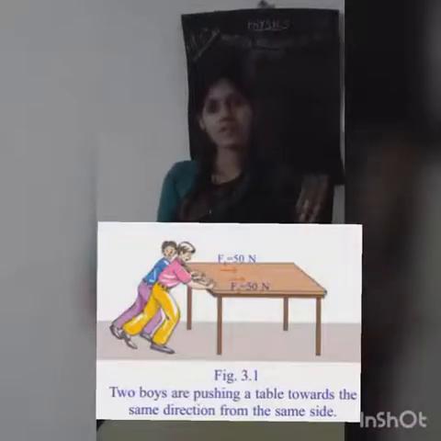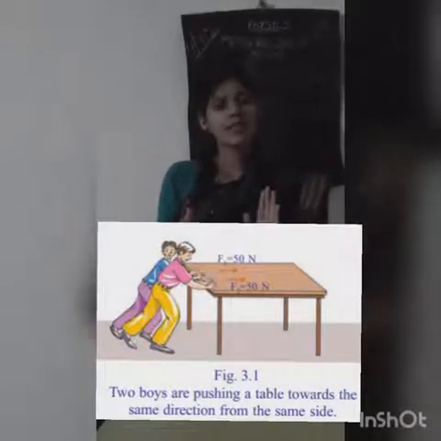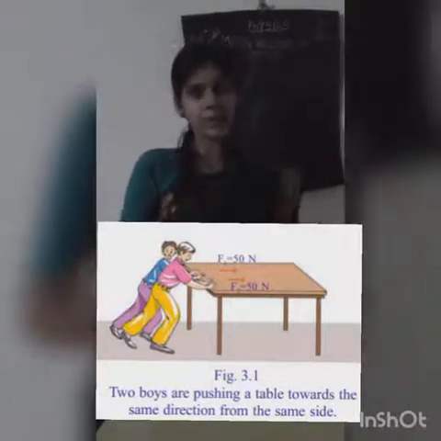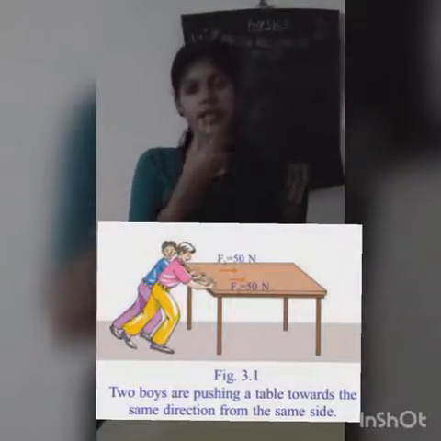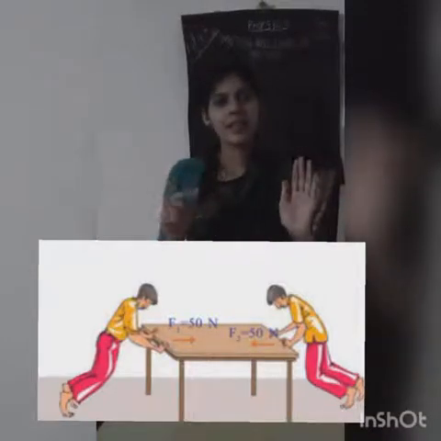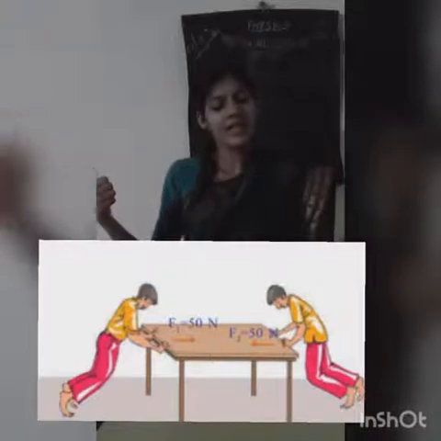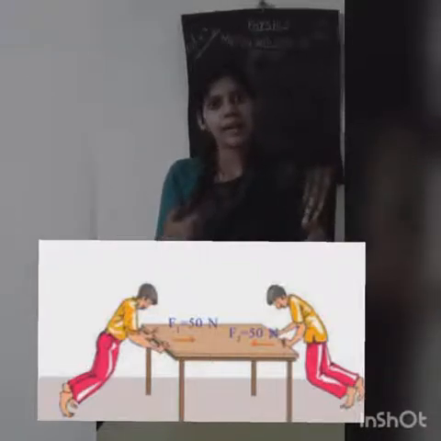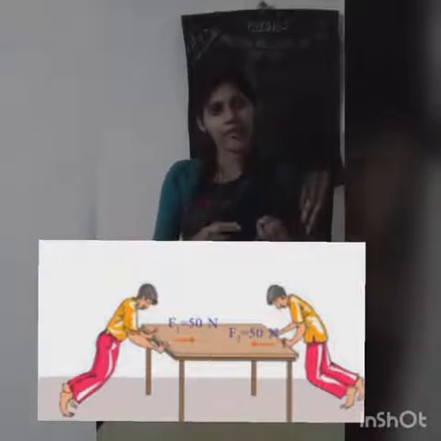Okay, I shall give you 5 pictures. Based on these pictures, you have to complete the table. In the first picture, we can see that 2 persons are pushing a table. So here F1 equals 50 Newton, F2 equals 50 Newton. Then in the second picture, 2 persons are pushing the table in opposite directions, but they are applying equal forces. So F1 equals 50 Newton, F2 equals minus 50 Newton.